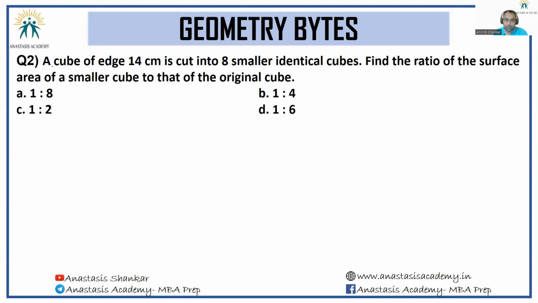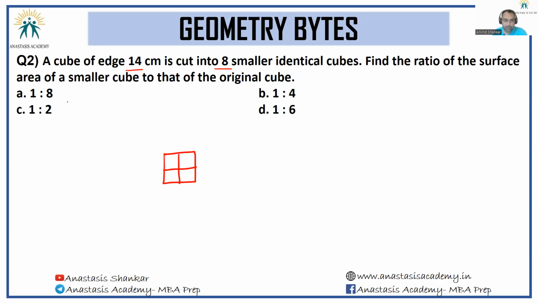Next. A cube of edge 14 is cut into 8 smaller identical cubes. If it is cut into 8 smaller identical cubes, essentially the dimension has been halved. I can't really show it in a diagram, but the dimension has been halved. The top layer will have 4, the bottom layer will have 4, left will have 4, right will have 4, front will have 4, back will have 4, that way.